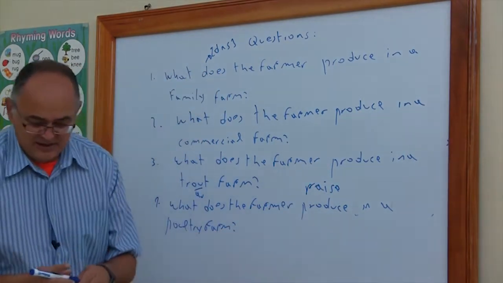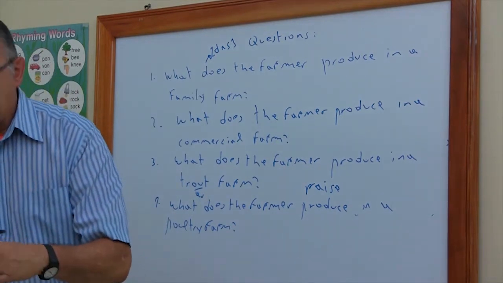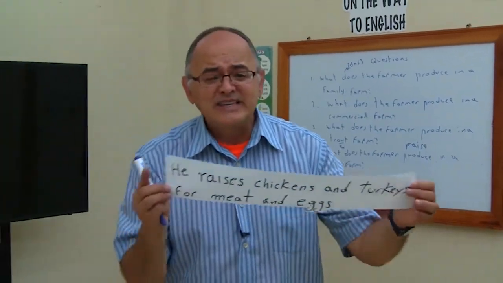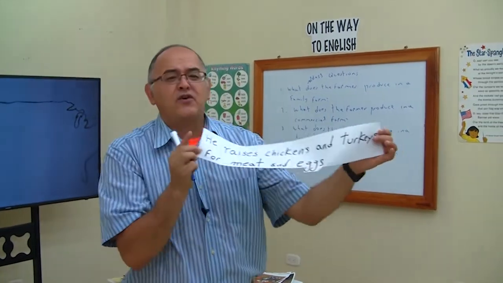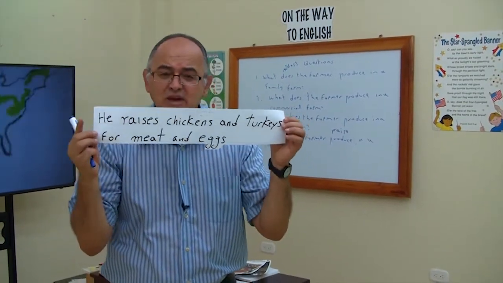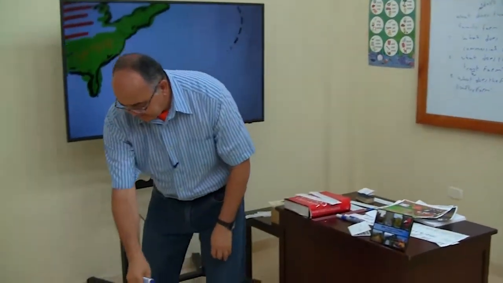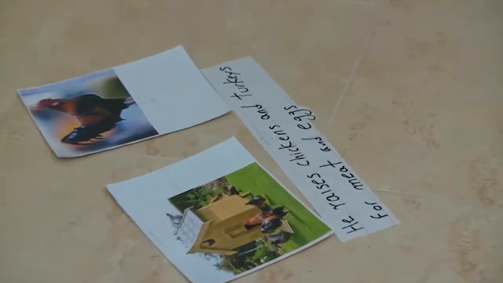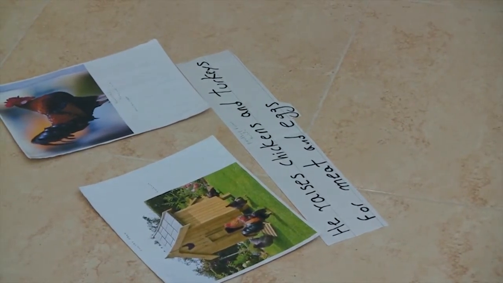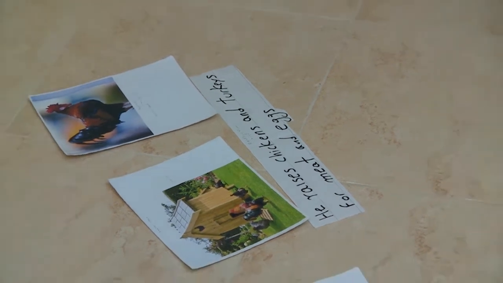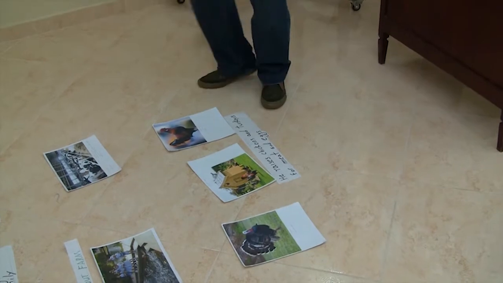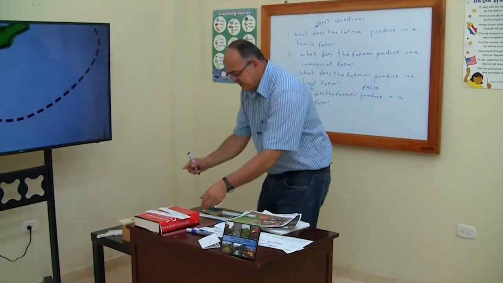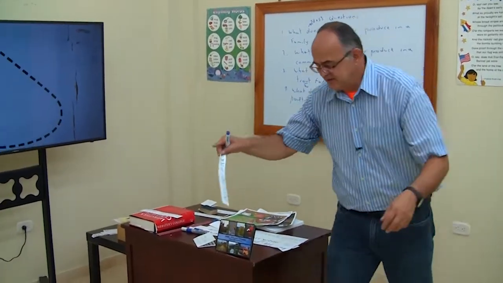And you say, he raises chickens, and in Spanish, levanta, cría, he raises chickens and turkeys for meat and eggs. What does he do in a poultry farm? So let's put it here, the poultry farm. Remember this one, the dairy farms, with this one, the dairy farm. And we have the poultry farm here, right?